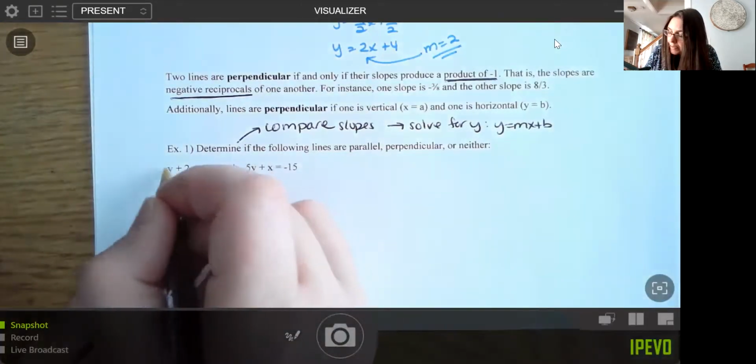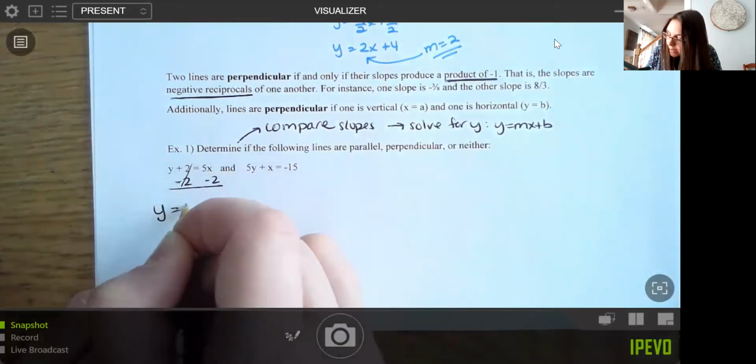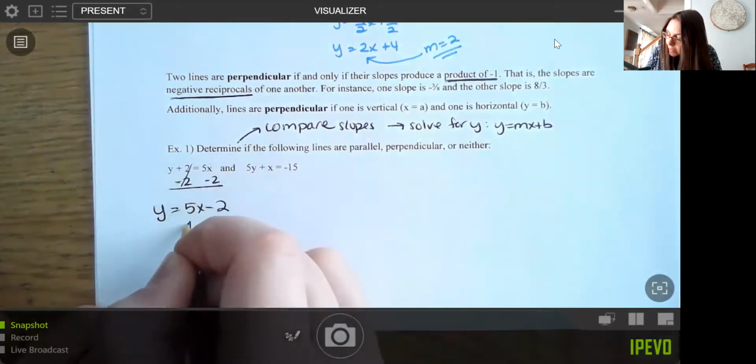Here, y is almost by itself, but not quite. So I'm going to bring that -2 to the other side. And I have y equals 5x minus 2. Now I can see there's my slope.